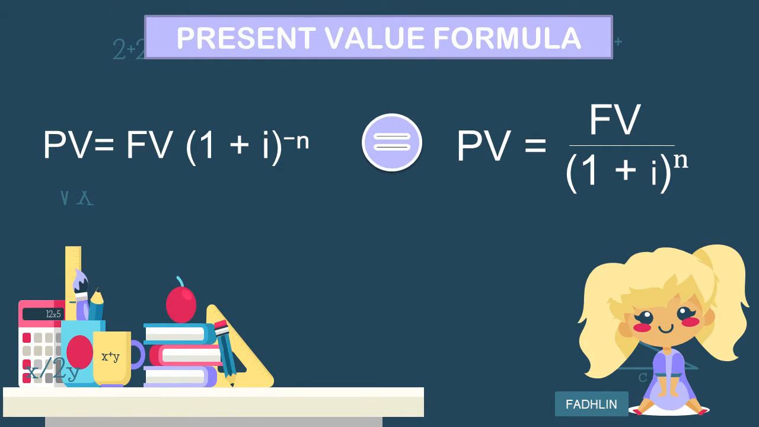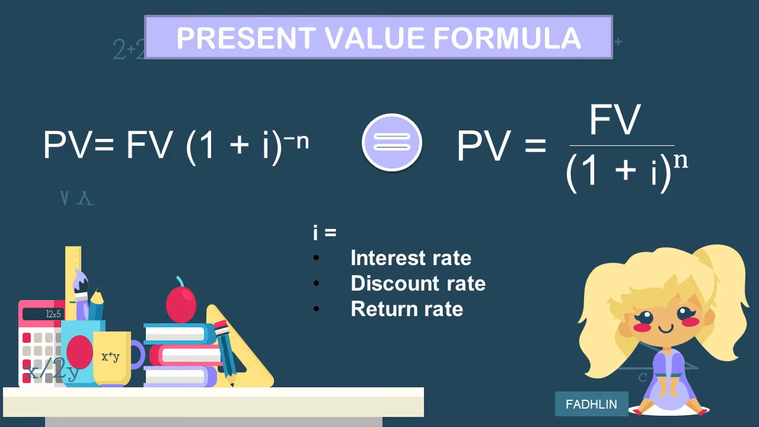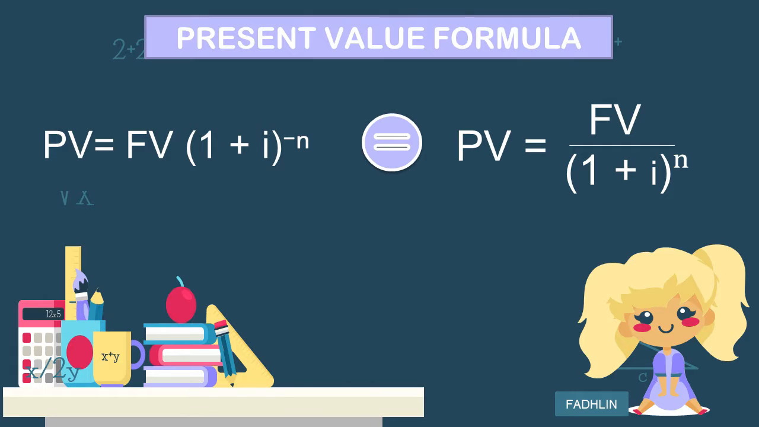For these two formulas, FV stands for future value, or cash flow in the future, and sometimes in the first formula, FV is replaced with S, but it still means the same. Next, I stands for interest rate or discount rate, or it can also be called return rate. And the last one is N, which is the number of periods in the future cash flow.